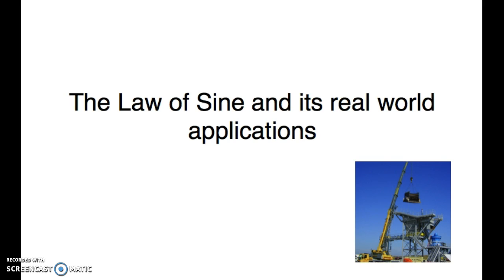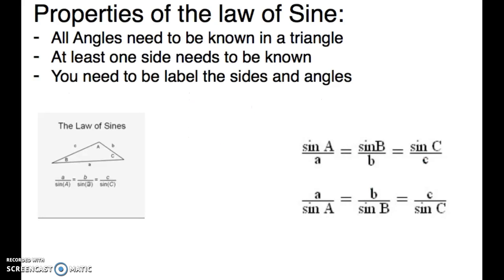Specifically, we are going to focus on the use of the law of sine on mechanical equipment such as cranes. The law of sine consists of three properties that are true. These properties are a relationship between the angle and the side across it in a triangle. Now, before applying the law of sine in a triangle, we must first be able to identify all three angles and the length of at least one side.